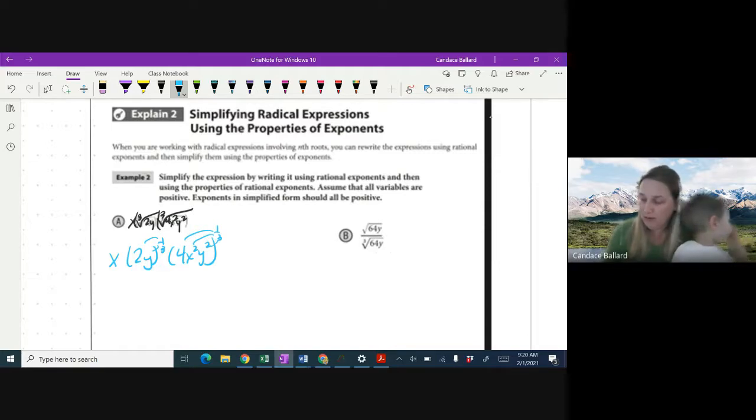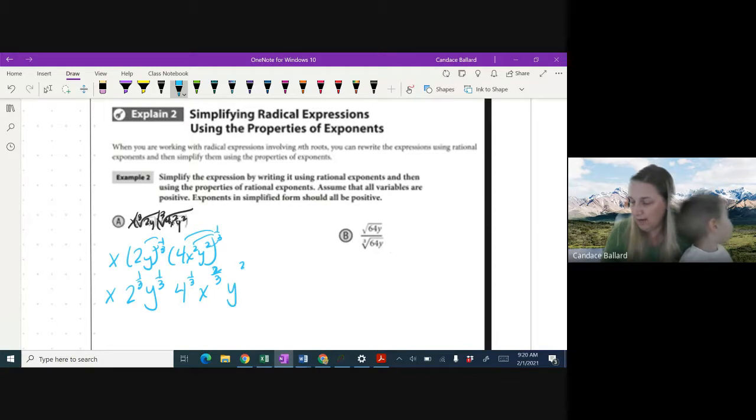So I have x times 2 to the 1/3 times y to the 1/3 times 4 to the 1/3 times x to the 2/3, because I multiplied 2 times 1/3, y to the 2/3. Crazy looking, right? And these are all multiplies in here.